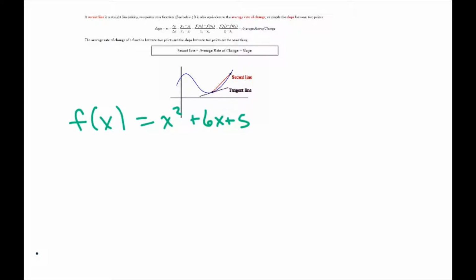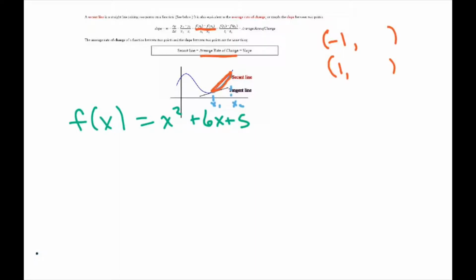The secant line is just the average rate of change or the slope of this curve here. So you have this curve at some x1 and x2, and the secant line is just connecting the two. That's just the average rate of change of that curve. So our x1 is -1, our x2 is 1. So we're going to find our y value.